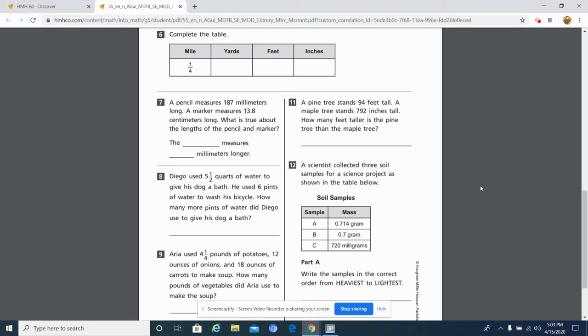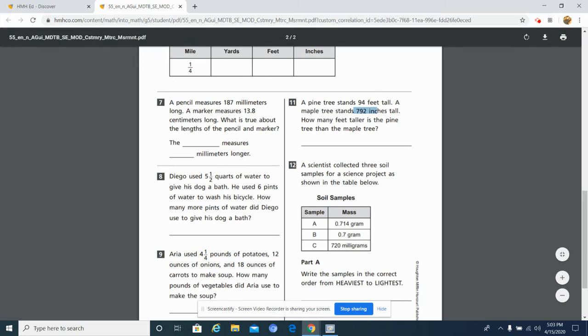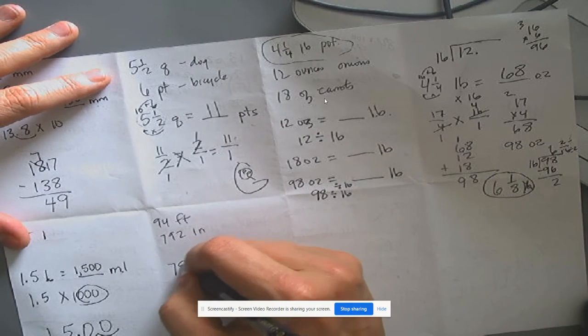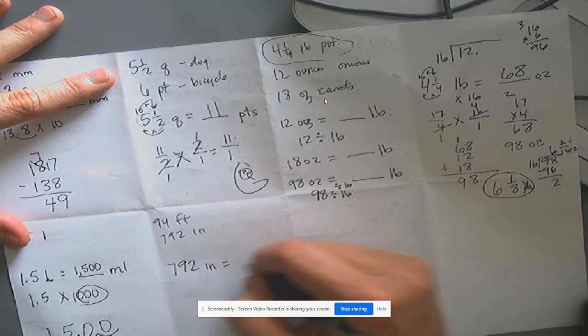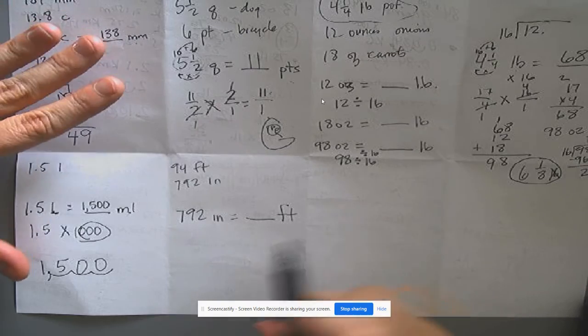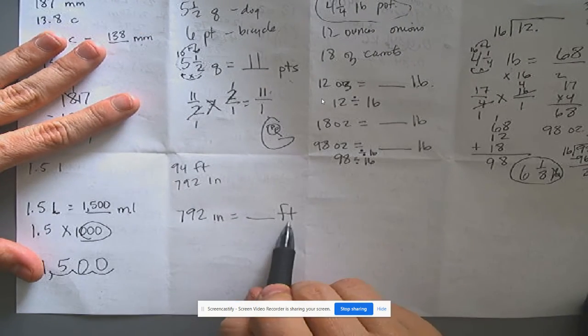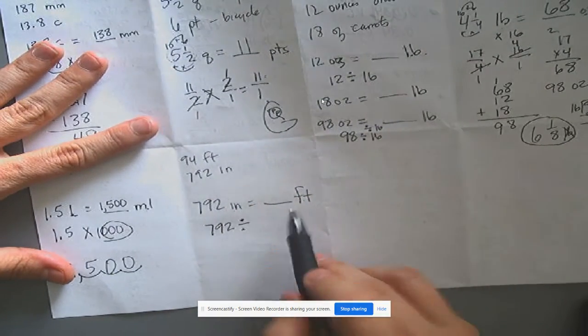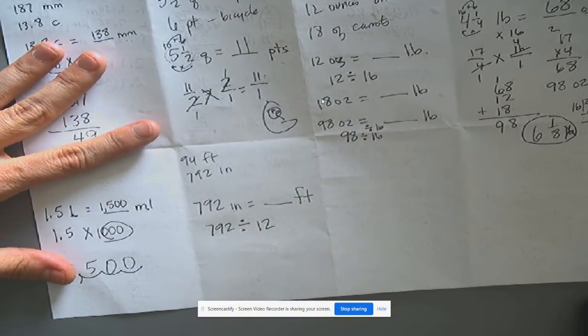So how many feet taller means we're going to subtract, and it's in feet. So we probably want to change the 792 inches into feet. Okay, so 792 inches equals how many feet? Large to small, small to large. Well, we're going small to large. Fly to horse, divide, of course. So how many inches are in a foot? There are 12.